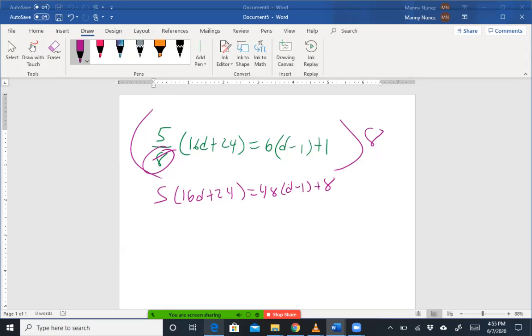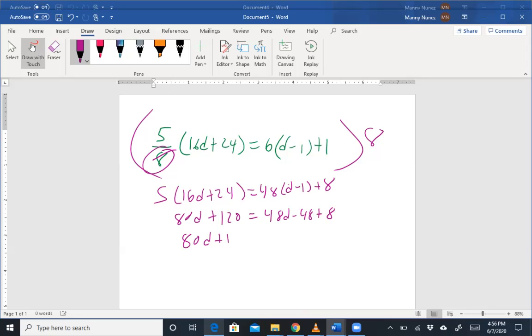Okay, I'm going to multiply the 5 with 16d. That's going to be 80d plus 120 equals 48d minus 48 plus 8. Now I combine like terms on each side, okay? Negative 48 plus 8, that's negative 40. So 80d plus 120 equals 48d minus 40. Now let's balance the equation. I'm going to put the 48d over here by subtraction. That's going to be 32d plus 120 equals negative 40.